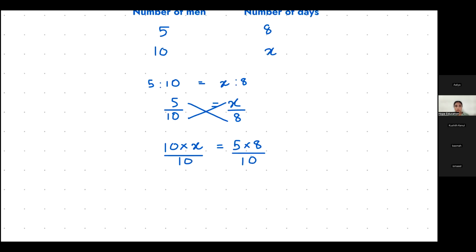10 cancels out. So here x equals 5 times 8, which is 40. 40 divided by 10 is 4 days. This is method number 1.